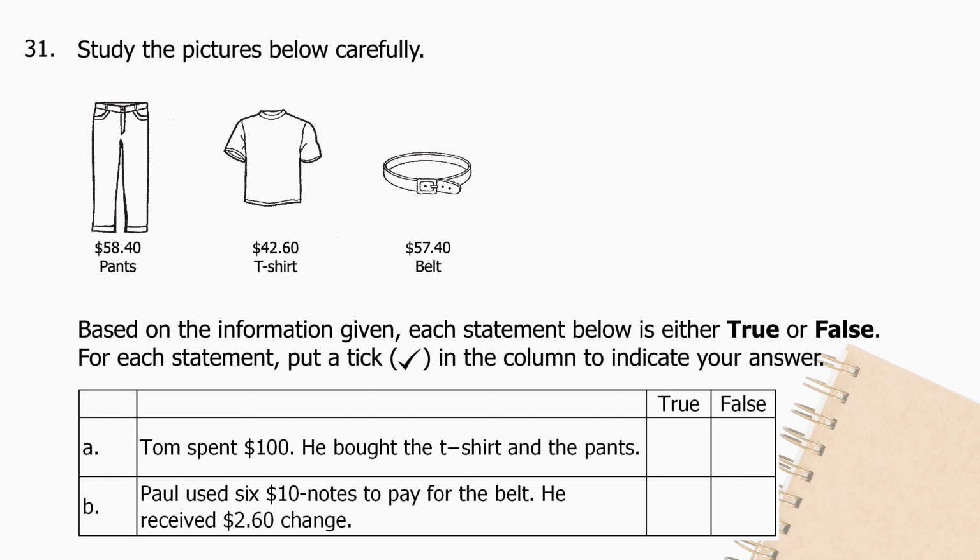Question 31. Study the pictures below carefully. Based on the information given, each statement below is either true or false. For each statement, put a tick in the column to indicate your answer. A. Tom spent $100. He bought the t-shirt and the pants. B. Paul used 6 $10 notes to pay for the belt. He received $2.60 change.